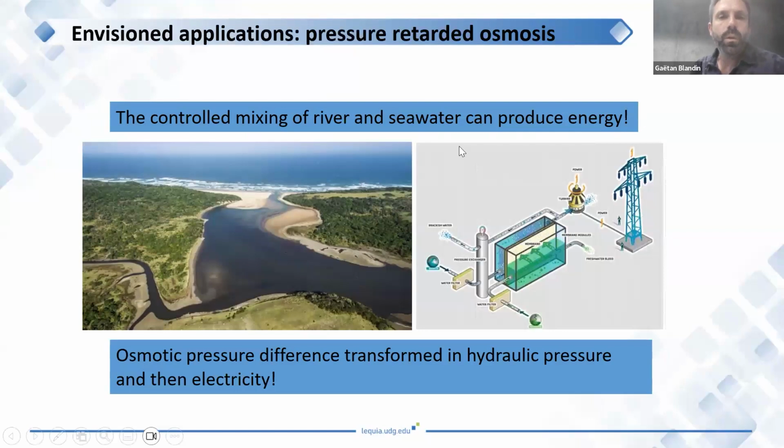So this is what we call an application of pressure retarded osmosis. Basically, if you think of any river that is reaching the sea, you have on one side water with low salinity, and in the sea or the ocean, you have high salinity. So you have the two streams, and instead of letting the water flow naturally from the river to the sea, the idea would be to control that with membrane processes and to produce electricity thanks to pressure retarded osmosis. Well, you pressurize, you have a turbine, and you can produce electricity.